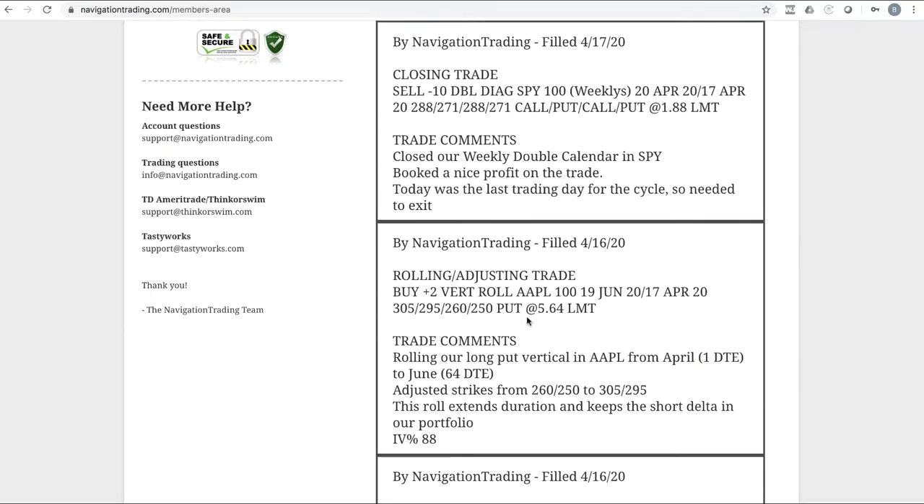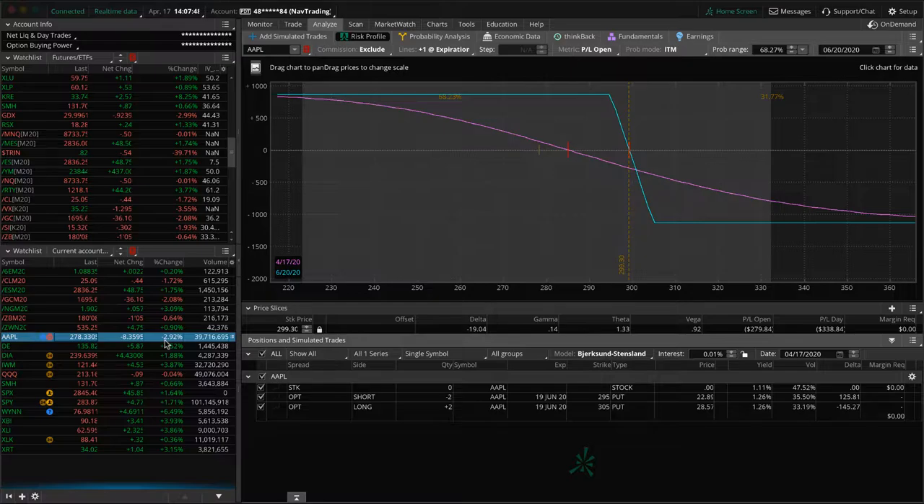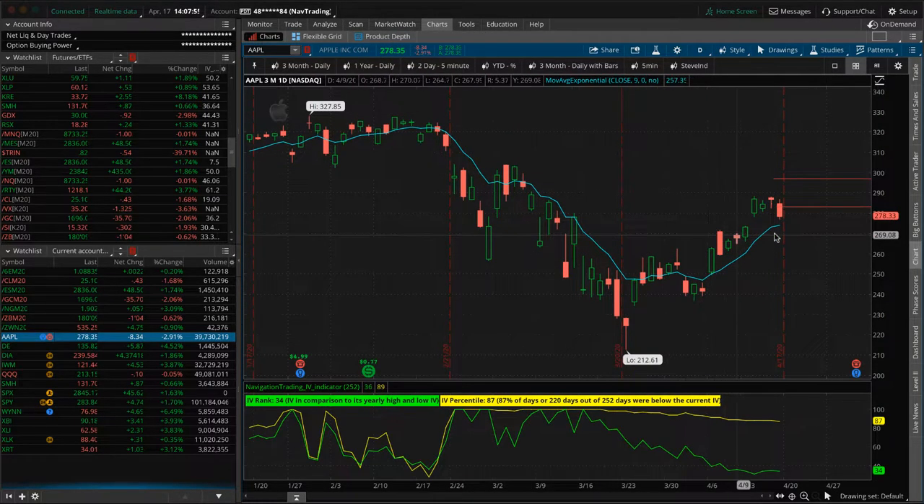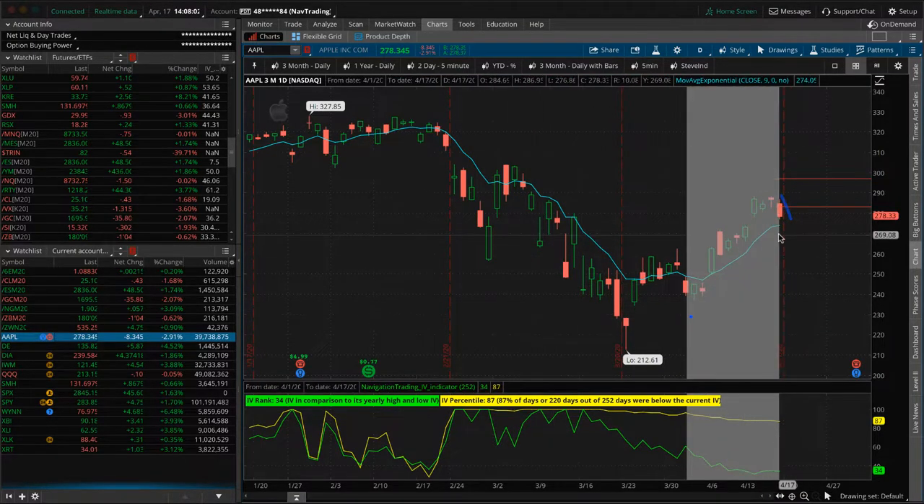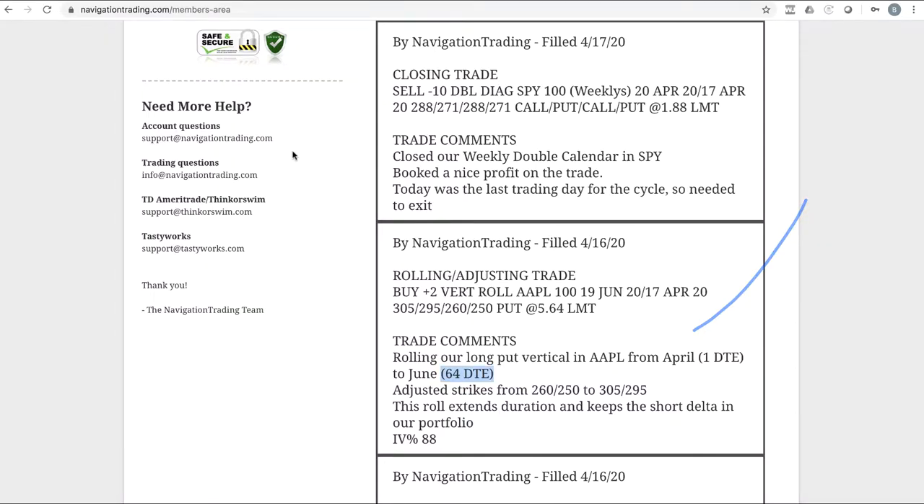Next, rolling adjusting trade in Apple. So we rolled our long put vertical in Apple, got down to 1 day to expiration, rolled it out to June, went ahead and skipped over May, to give a little bit more duration because we are going to be holding this for that short delta. Apple is one of the stocks actually down big today, down almost 3%, which is nice because we're short it. If we take a look at a chart, you can see this nice little down move we're having today where it's been pretty strong for the last couple weeks. So good relief in Apple.